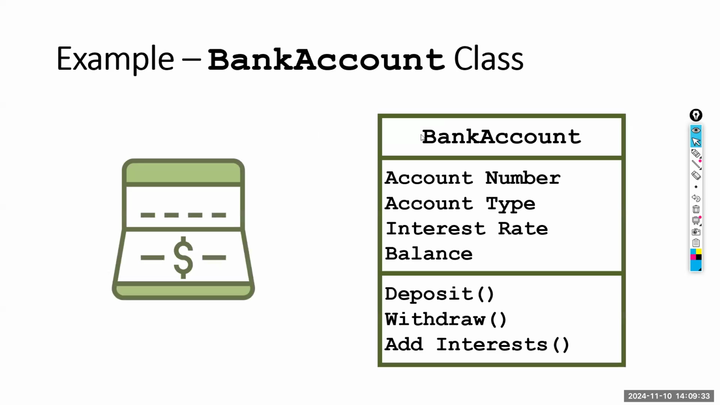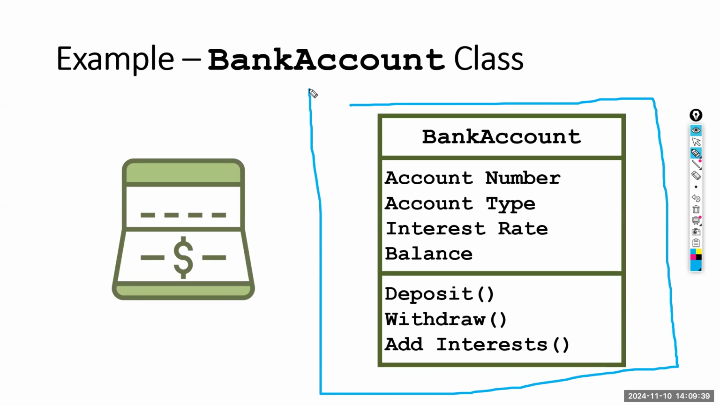Abstraction. For example, this is the abstract view of a bank account class. So this contains all the things that we're interested in. What are the attributes? What are the methods? Okay.